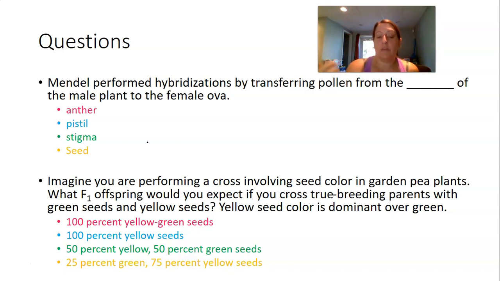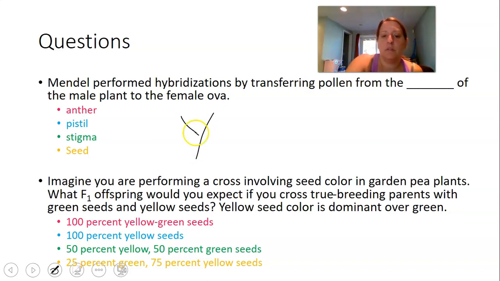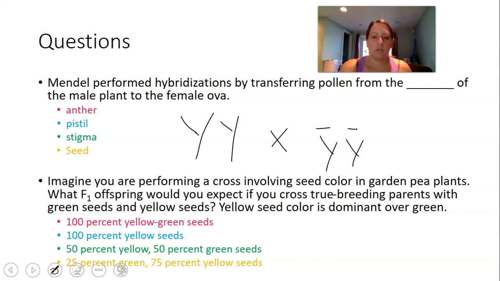So let's use the letter Y. Okay, you can really choose any letter that you'd like. So yellow seed plants are going to be homozygous dominant, big Y, big Y. And we're going to mate those. We use the little X to represent a mating. We're going to mate those with plants that produced green seeds that were also true breeding. So that's going to be lowercase y, lowercase y. Okay, so if we did that cross, what would the offspring look like?